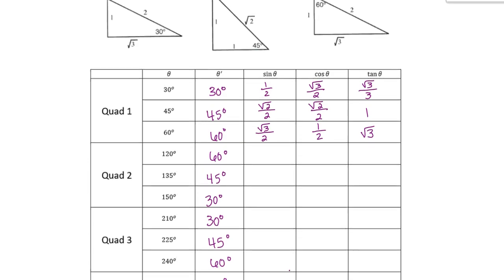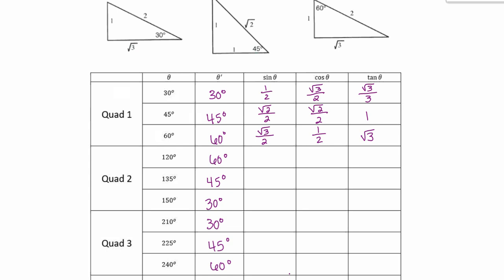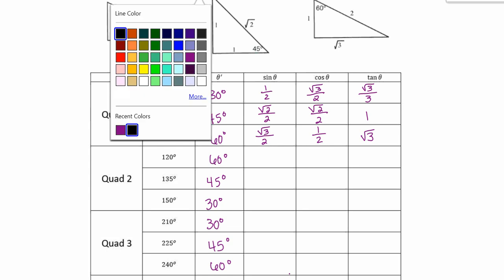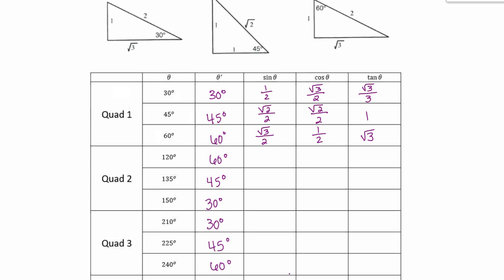You're to fill out the table. It was a review. Some people remember doing something similar with it. It has changed a little bit. First, I added this column right here. That was the reference angle. That was the distance between the angle and the x-axis.